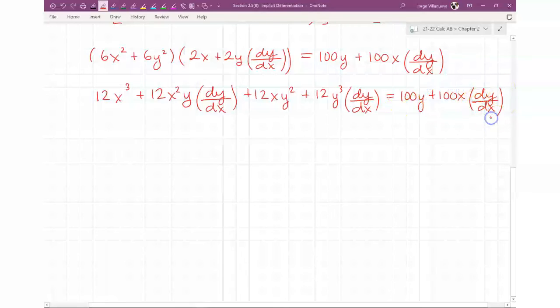The name of the game here is neatness. Okay, keep your work nice and neat. Now you notice there's a bunch of dy/dx's. So what I'm going to do is move them all to the right side, and I'm going to move everything on the right side that does not have a dy/dx over to the left side. So in other words, this is going over, and this is coming this way, and that is going that way.